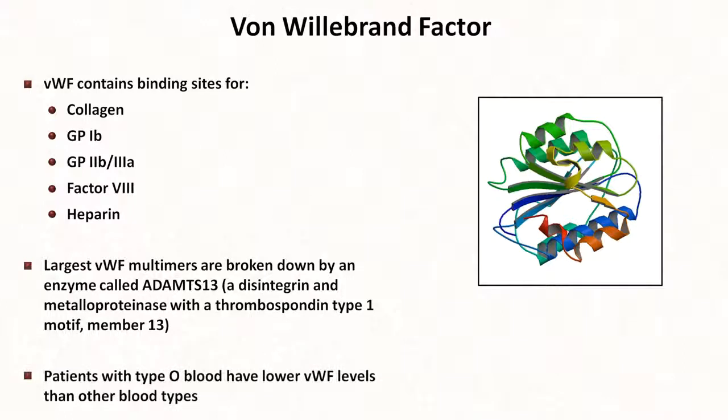Interestingly, patients with type O blood have lower levels of von Willebrand factor compared to other blood types, which may be related to the observations that patients with type O blood may be slightly more prone to bleeding complications, and patients with non-O blood groups may have slightly higher rates of heart disease and venous thromboembolism.